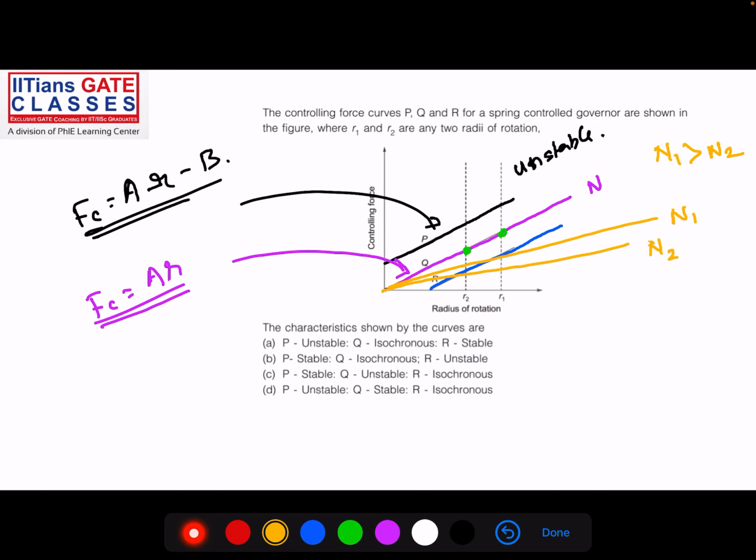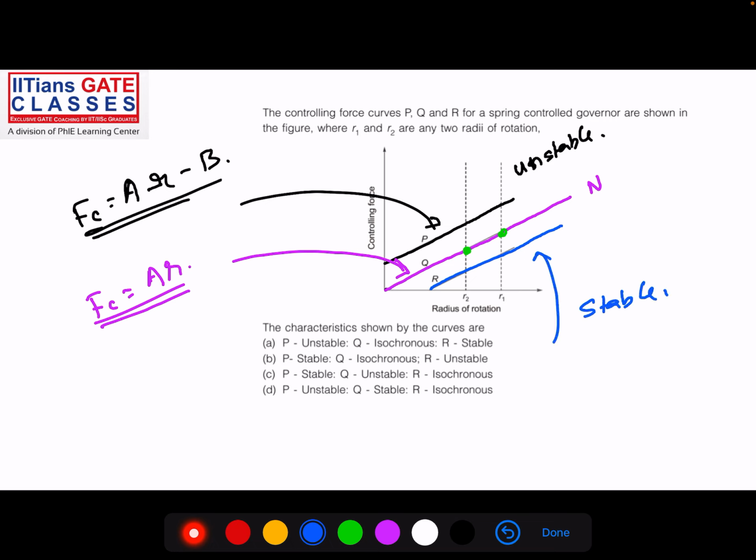So you see, at a smaller radius you have the smaller speed, and at a greater radius you have greater speed. So when R increases, speed also increases. At a smaller radius R2 we have a smaller speed N2, and at a greater radius R1 we have a greater speed N1. As the radius of rotation of the governor increases, the speed of the governor also increases. That type of governor is known as the stable governor.